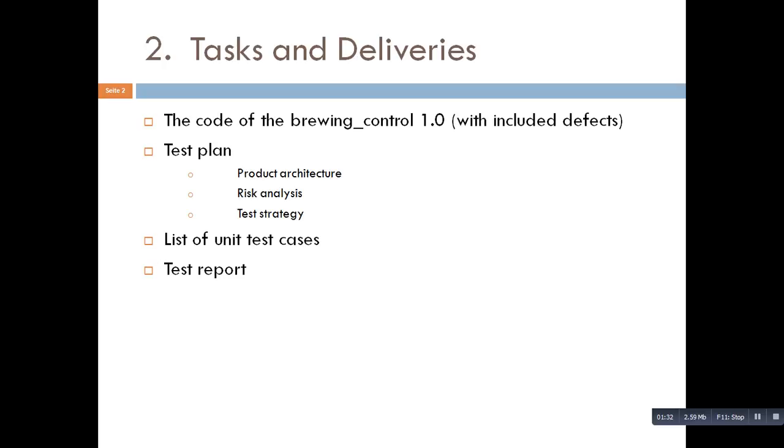And for that, at the end of the testing, you will have some deliverables. We are going to provide the code, the defects, and the test plan. The test plan will have the architecture, risk analysis, and the test strategy, and the next thing will be the list of test cases and then the test reports.